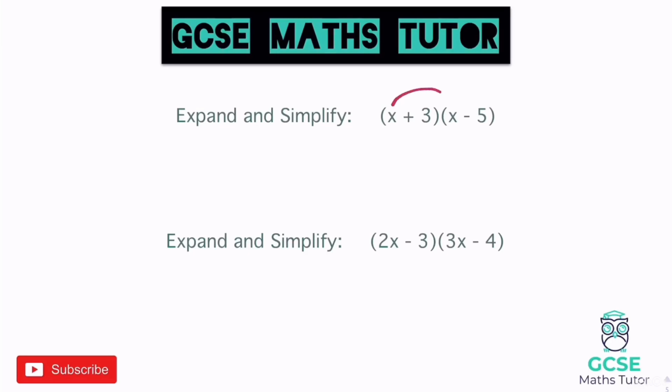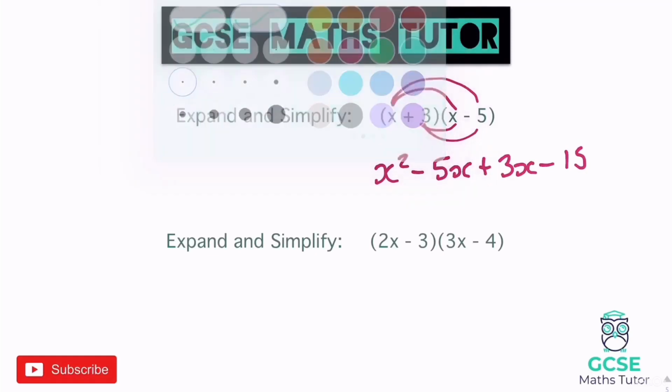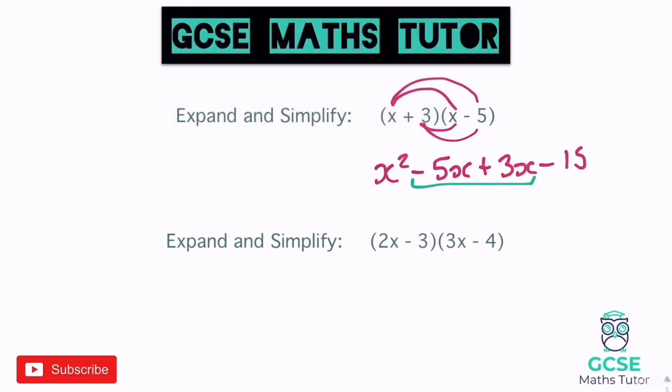So x times x gives us x squared. X times negative 5 gives us negative 5x. 3 times x is positive 3x. And then positive 3 times negative 5 is negative 15. And then again, we just need to tidy this up because we've got these two x pieces in the middle. So we've got x squared still at the start, but we've got negative 5x add 3x, which in total is negative 2x, negative 5 add 3. And then we've got the negative 15 at the end.